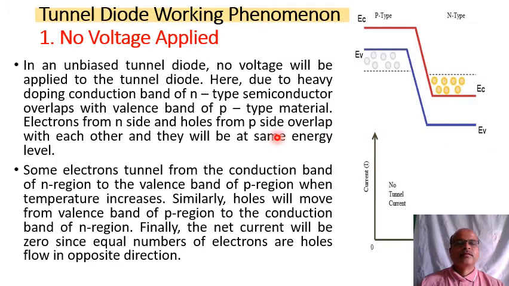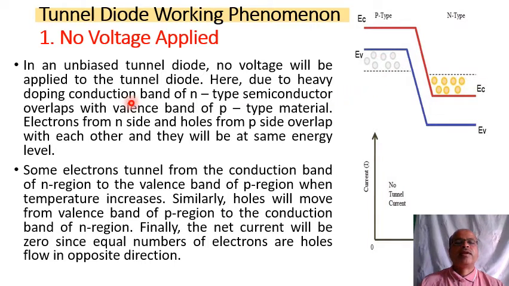So in detail we will study the tunnel diode working phenomena. The first case is when no voltage is applied, that is, in an unbiased tunnel diode. Here, due to heavy doping, the conduction band of the n-type semiconductor overlaps with the valence band of the p-type material. So this is the n-type material and this is the p-type material.